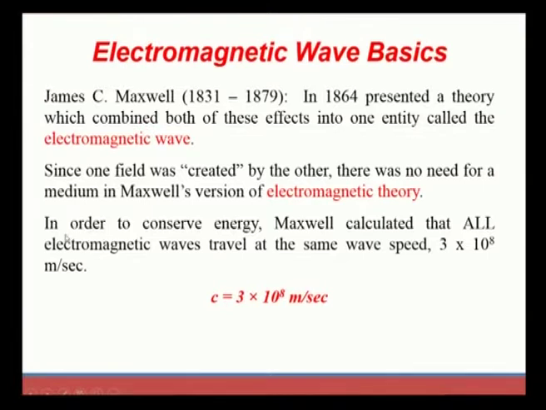Also, in order to conserve energy, Maxwell calculated that all electromagnetic waves travel at the same wave speed. So we can say that all electromagnetic waves will have the same speed, that is 3 x 10^8 meters per second. So far we have studied the nature of electromagnetic waves and how they are produced by two different fields, and the electric field and magnetic field are always perpendicular when we are talking about electromagnetic waves.